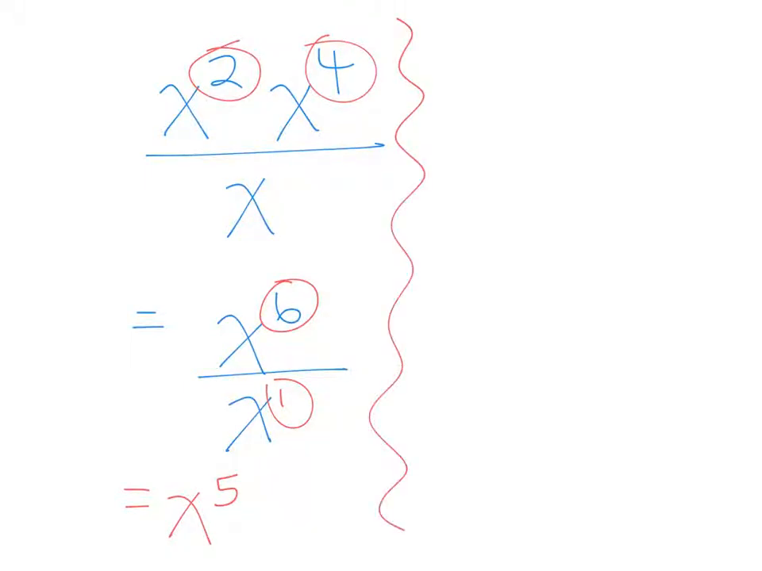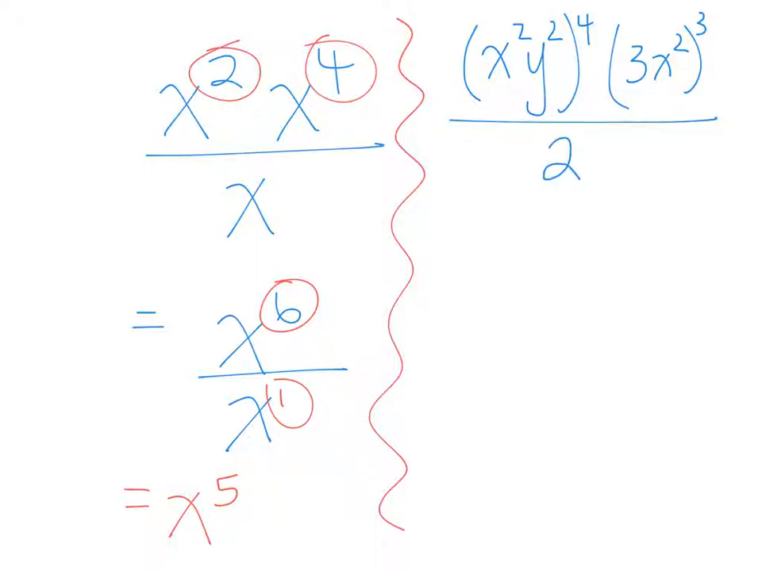And let's try a harder one. So let's say we had x squared y squared to the power of 4 times 3x squared to the power of 3 divided by 12x. Okay, cool.